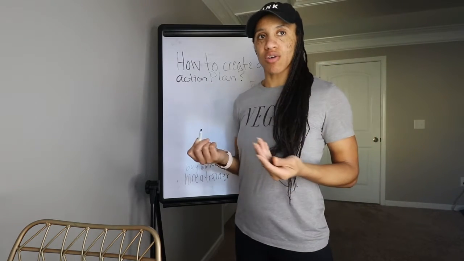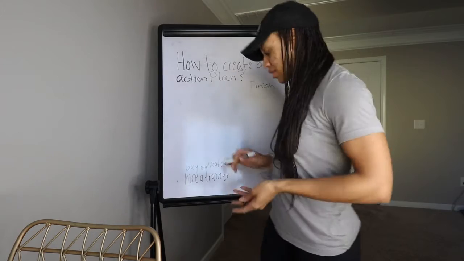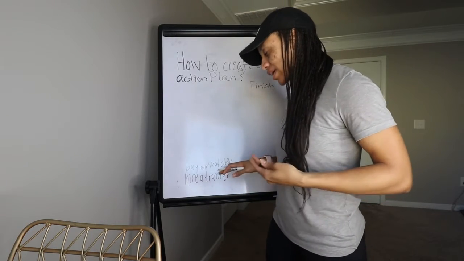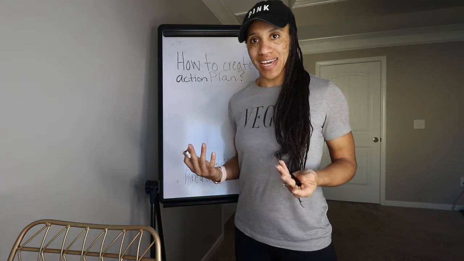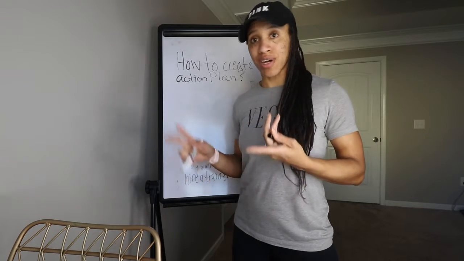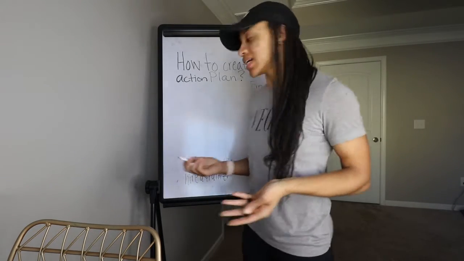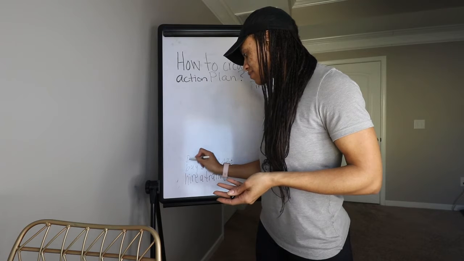All right, so now what do you need to do next? You bought your workout clothes, you hired a trainer. All right, what type of diet do I want to be on? Do I want to be on keto? Do I want to be vegan? Do I want to be vegetarian? So you decide your diet.